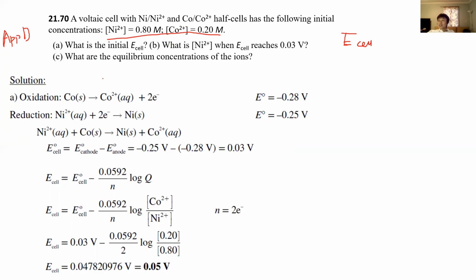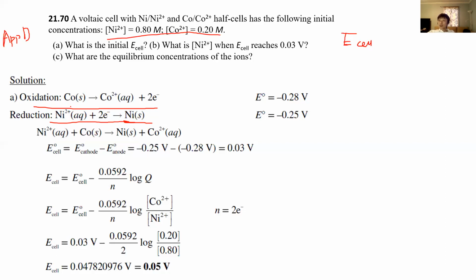I know that cobalt is where the oxidation happens, because cobalt is more reactive than nickel. So I can just use these equations directly, without thinking about which one happens where. But if you don't know that, you can use Appendix D to see which one is lower. The one that is lower, that metal is the more reactive one.